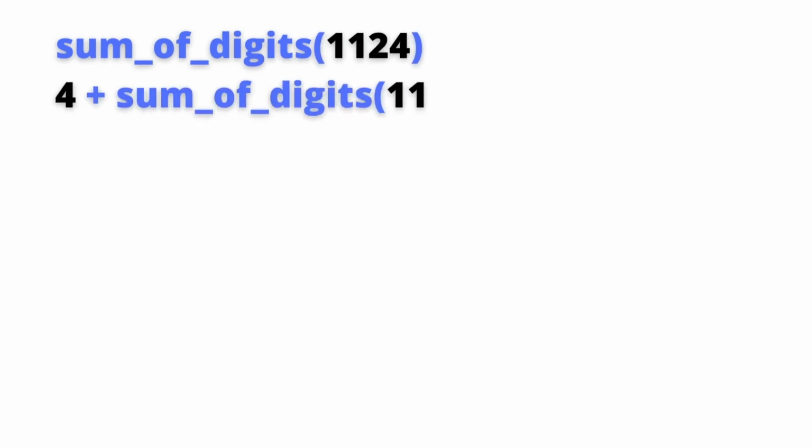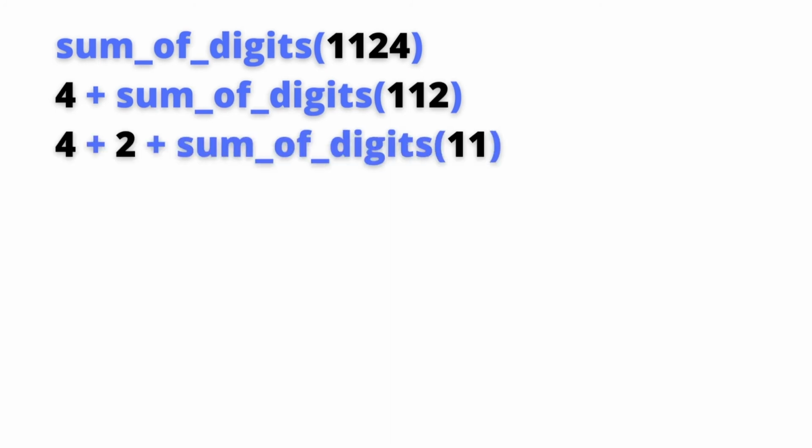So for example, when sum of digits is called with 1124, the right hand digit 4 is stripped off and added to the recursive call of sum of digits with 112 passed in as the argument. When sum of digits 112 is called, the digit 2 is stripped off and is added to the sum of digits recursively called with 11.